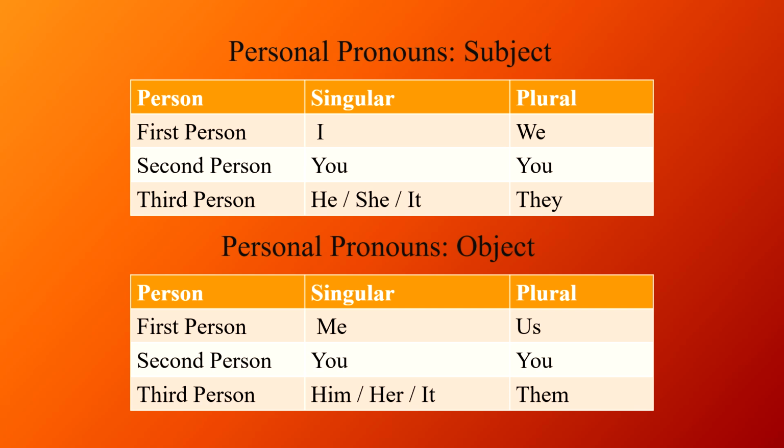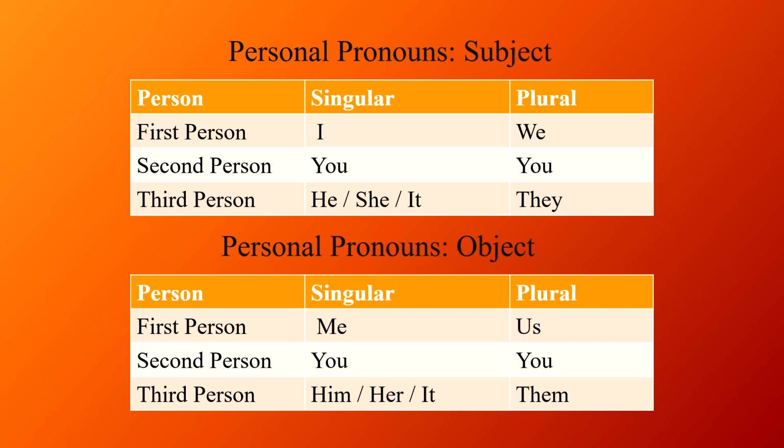It. Use it for one animal or one thing. For example, it is a book. We. Use we when you and others are doing something. For example, we played football. They. Use they for many people, many animals or many things. For example, they went to the market.